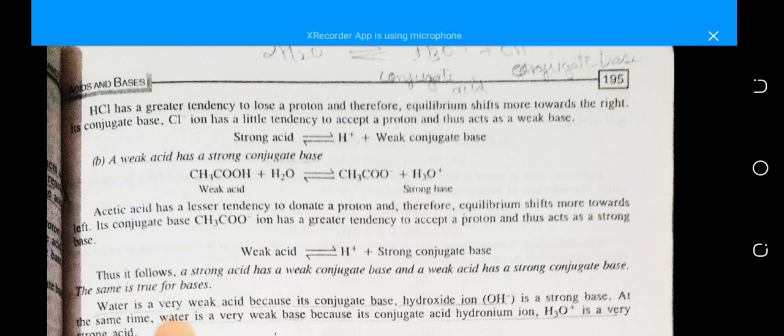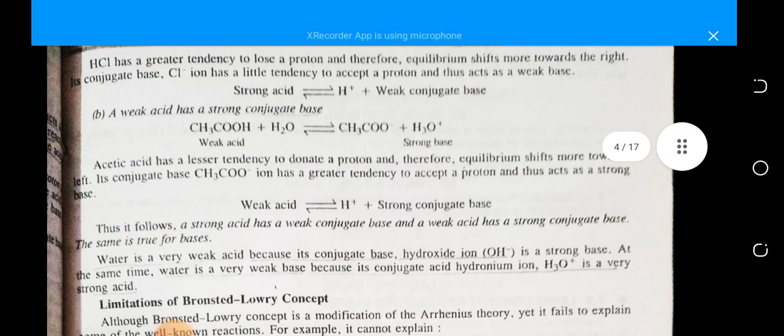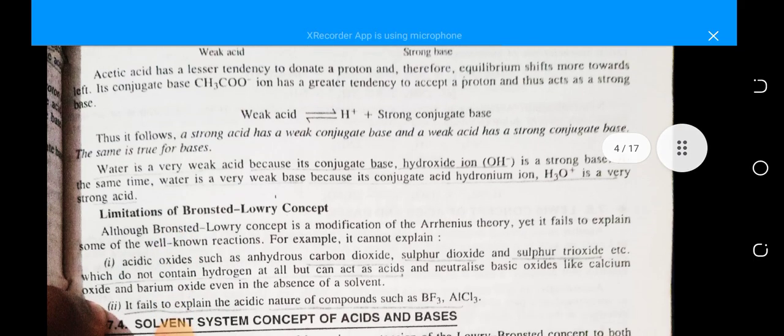A weak acid has a strong conjugate base. Acetic acid has a lesser tendency to donate a proton and therefore the equilibrium shifts more toward the left. Its conjugate base, the CH3COO negative ion, has a greater tendency to accept a proton and thus acts as a strong base. Weak acid in equilibrium with H positive plus strong conjugate base. Thus it follows that a strong acid has a weak conjugate base and a weak acid has a strong conjugate base. The same is true for bases.